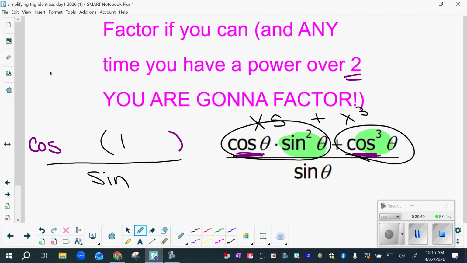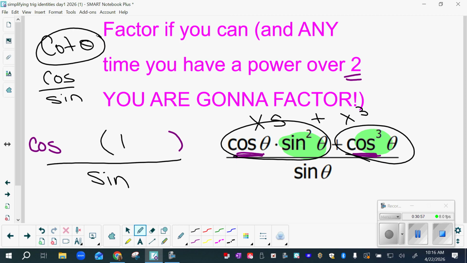So here's what I have. I have cosine on the top, sine on the bottom. I think that's a thing. Right, cotangent. Does it take practice? It does. Today, you're going to be like, eh. Tomorrow, you're going to dial in.